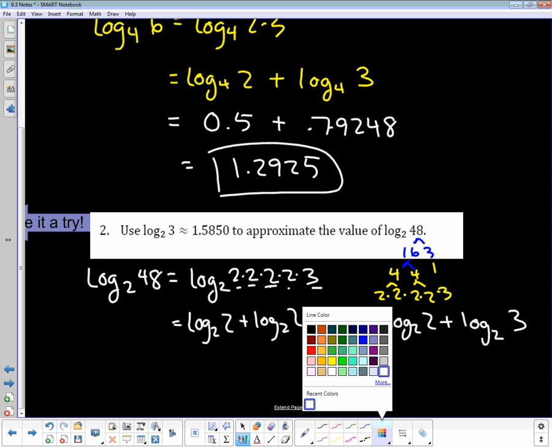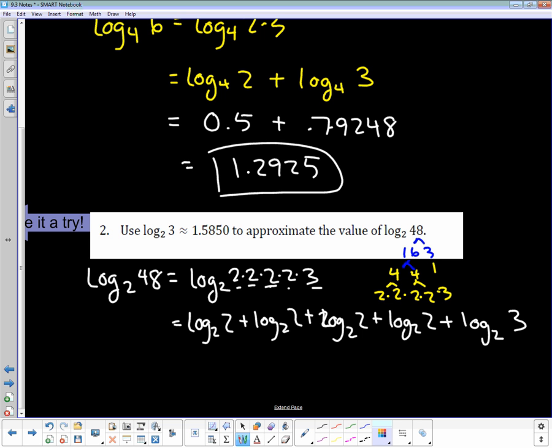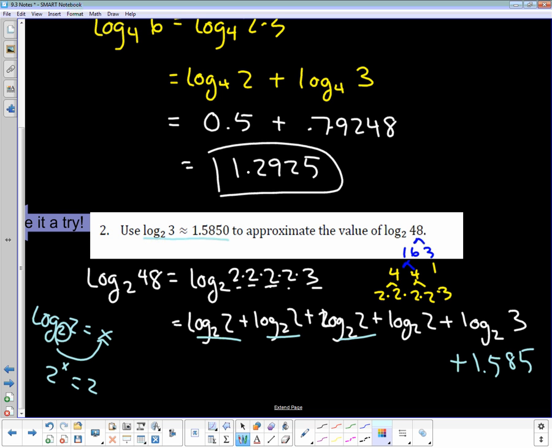Now here's what's special about those, or how that helps you. In the original problem, they told me the value for the log base 2 of 3. So I know this one is about 1.585, but they didn't tell me the log base 2 of 2. But remember that the log base 2 of 2 equaling some value means that 2 to some power equals 2. Well, that's always going to be 1. 2 to the first power is going to equal 2. So I know that all of these things are 1.